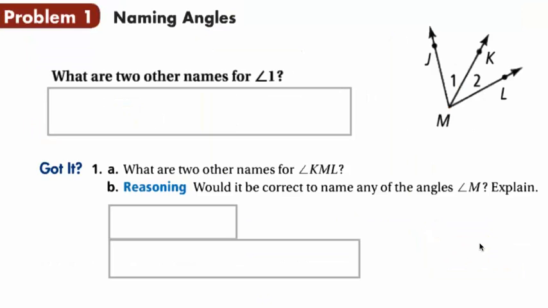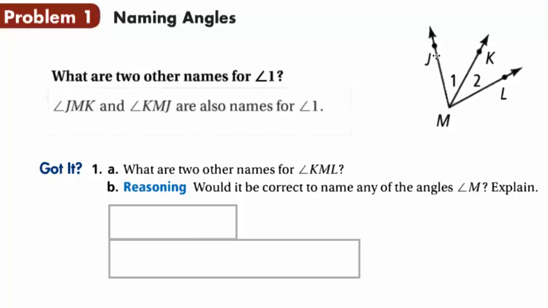All right, naming angles. What are two other names for angle 1? How could we name angle 1 inside here? Well, we could label it JMK or KMJ. Those are two other names for angle 1. Why don't you pause the video and try this one? What are two other names for angle KML, and would it be correct to name any of the angles angle M? Pause the video and I'll show you the answers when you get back.